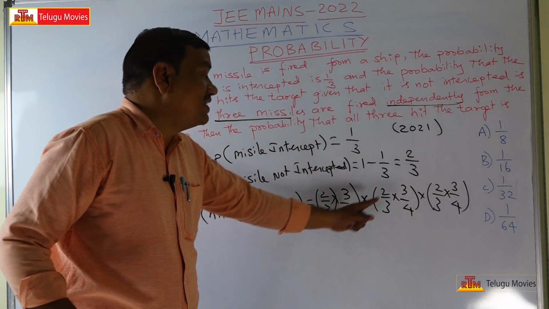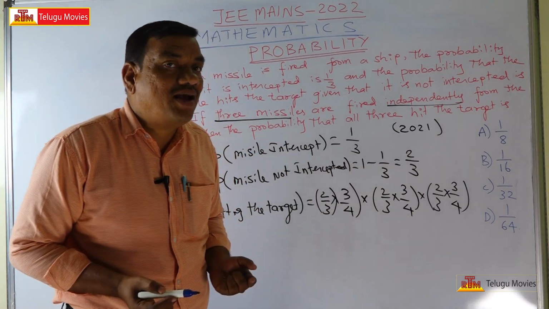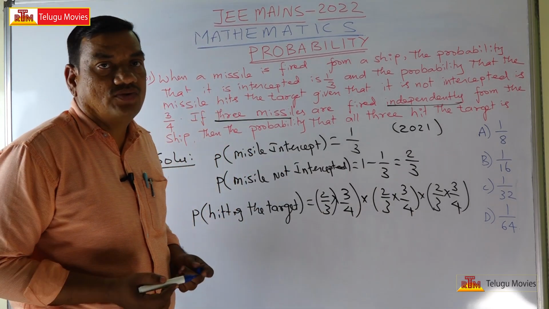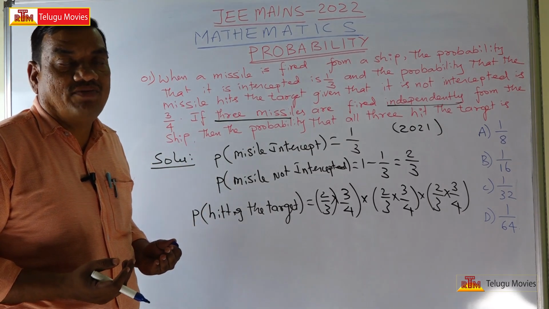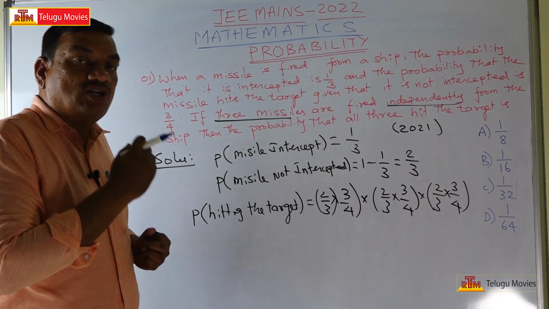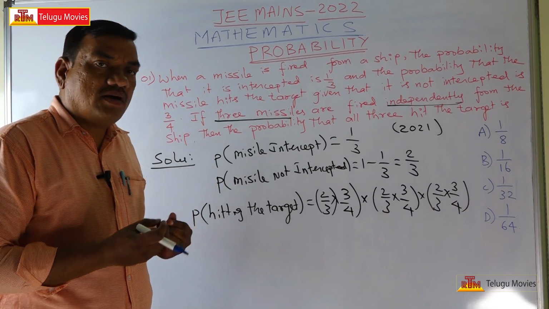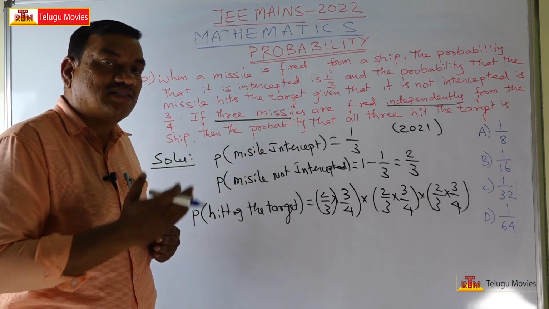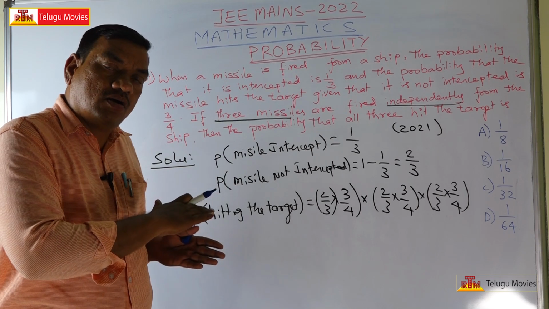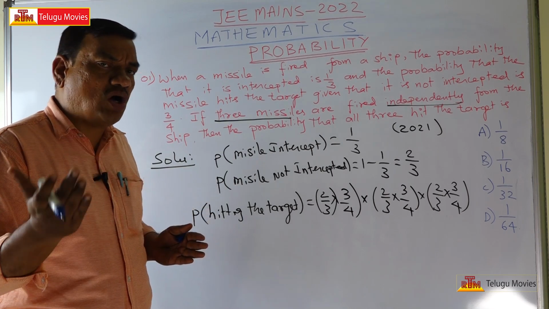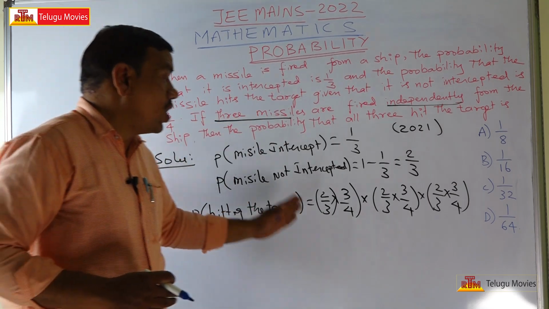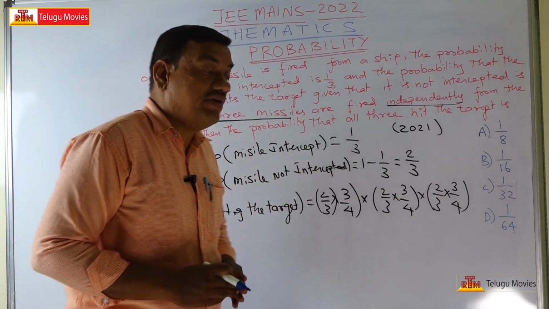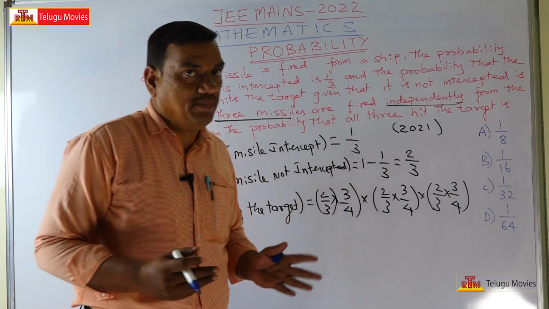So why are we multiplying here? All 3 are independent events. Firing the missiles from the ship are independent events. Why? Because whether one hits the target does not depend on the first missile or the second missile or the third missile. Any missile will hit the target. So all three are independent events. That's why we have multiplication.